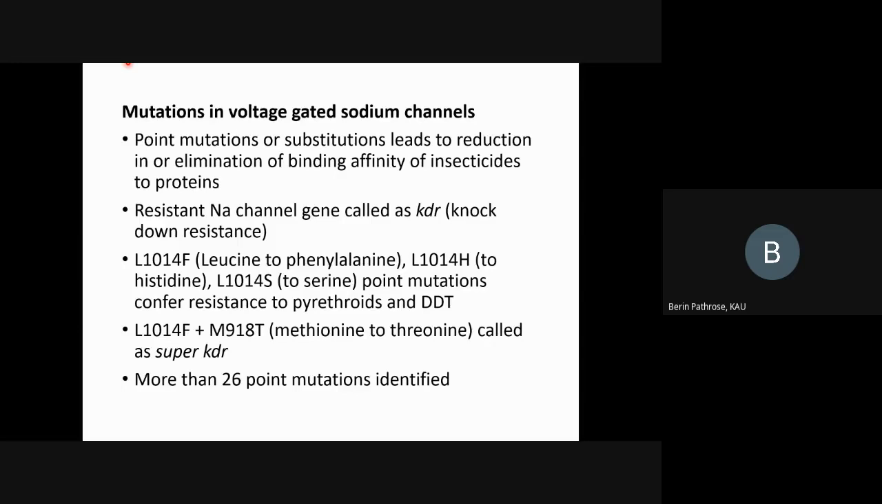This was named very early, maybe in the 90s. And later on, with the advances in molecular biology, they have now identified more than 26 point mutations conferring resistance to pyrethroids in voltage gated sodium channels. So it's not only these two. Earlier they detected only two, that's why they called them KDR and super KDR. Later on, they identified many different kinds of point mutations.